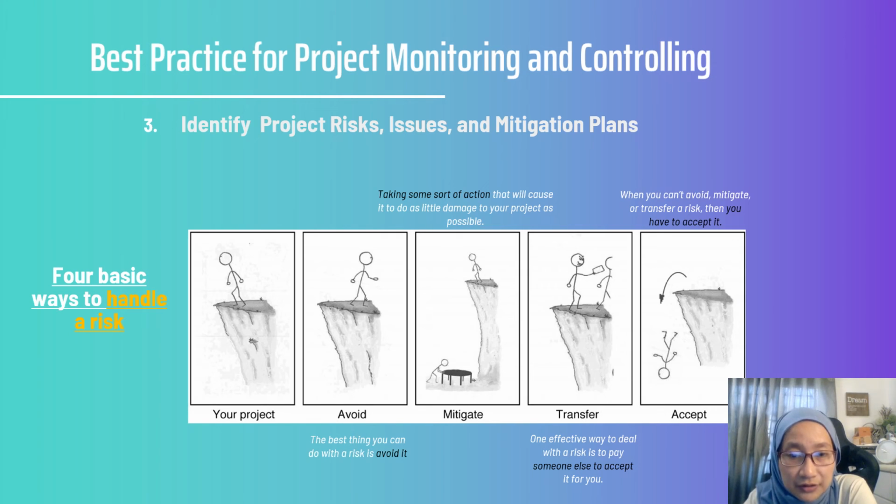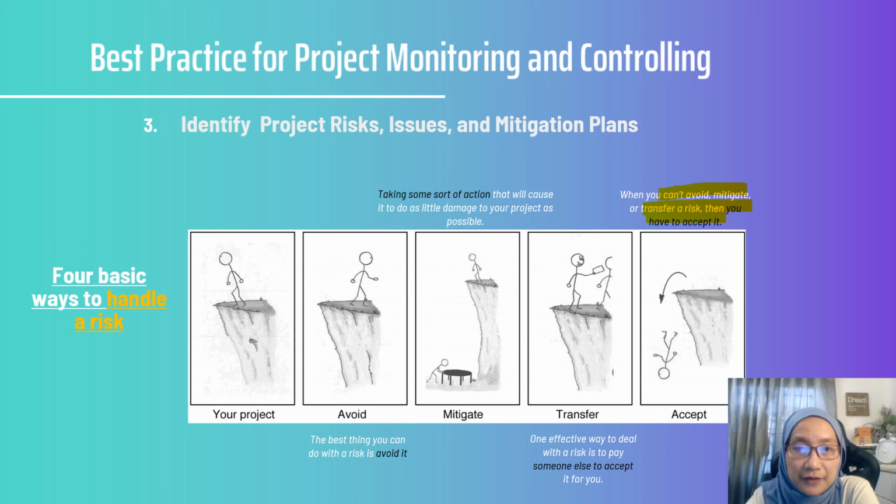Let's have a look at the first point, which is avoid. The best thing you can do with a risk is to avoid it. It means that you list down all your project risks in your proposal, but if you cannot avoid it, you have to accept it. When you can't avoid your risk, or mitigate or transfer it, then you have to accept. So this is the last step. If any risk happens to you, you can just accept it. But before you accept it, you can mitigate. So what is actually mitigate?